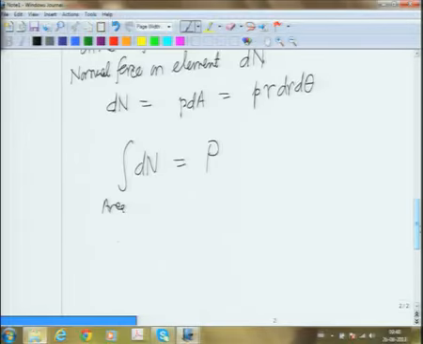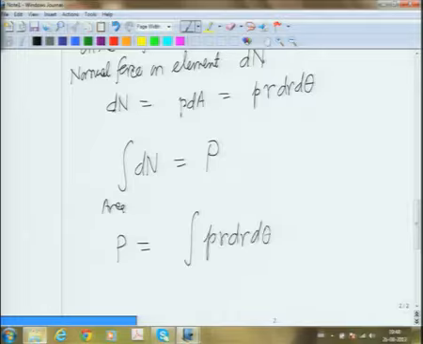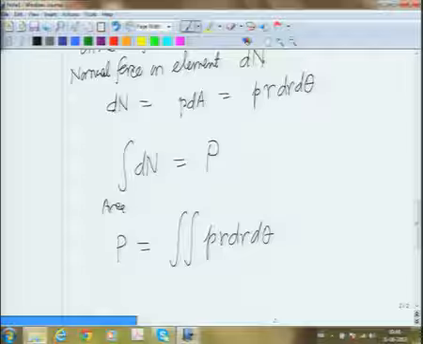Let us do that. So that means P will be equal to the integral of p r dr d theta, and since now there are two differential elements, I will put a double integral, one for r, one for theta.